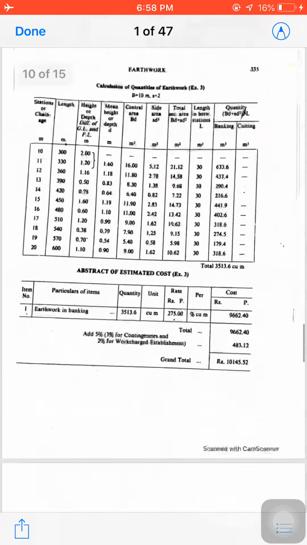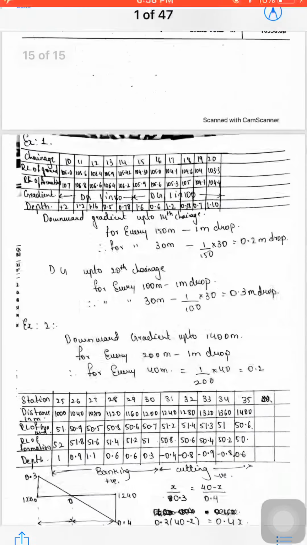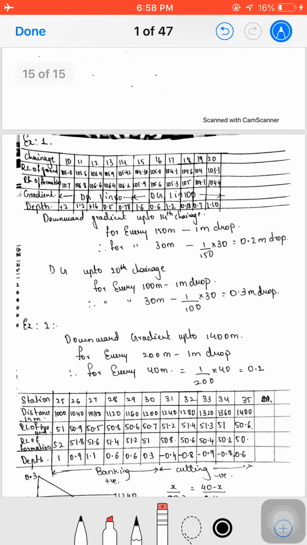I have done a rough calculation. You can draw a table. For this example I have drawn the table here. You can draw this table, so that it will be very clear and easy for you to draw the longitudinal section. Here I have written the chainages, then the RL of ground. RL of formation 107 is given.